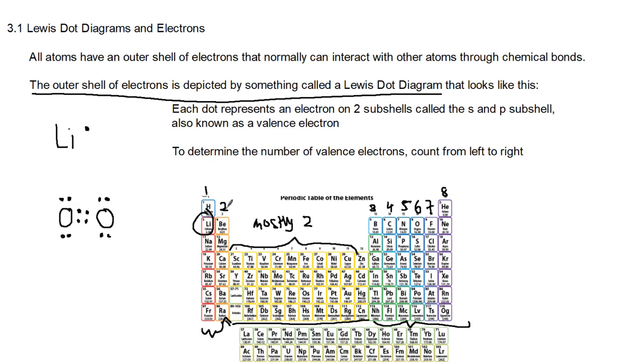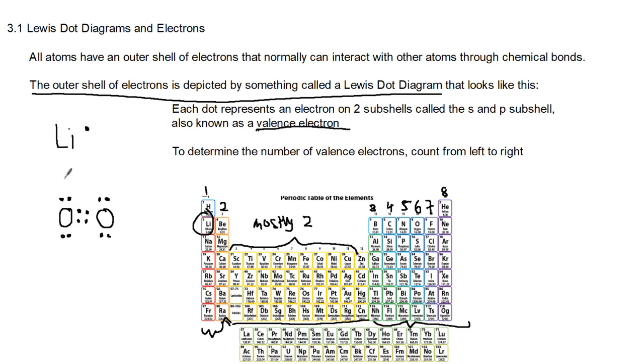That's why all of these are mostly 2, because they mostly have 2 s electrons. We're going to talk about S and P more later. You probably don't know what S and P is. You probably think that I'm talking trash. It's just quantum orbitals, basically. But it's also known as a valence electron, which means an electron on the outside.